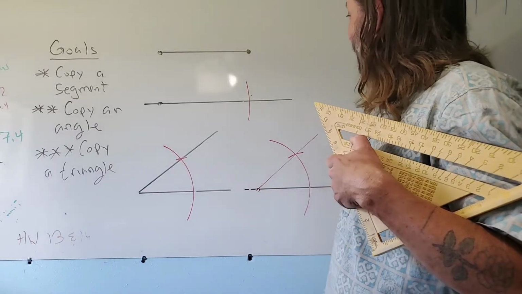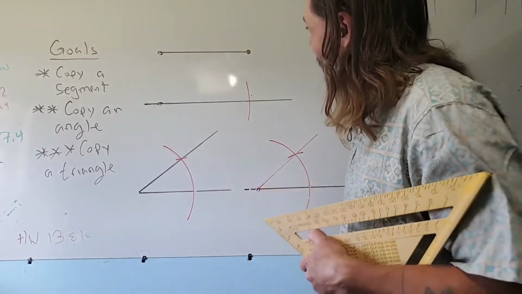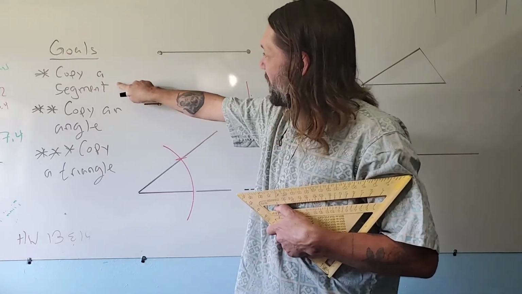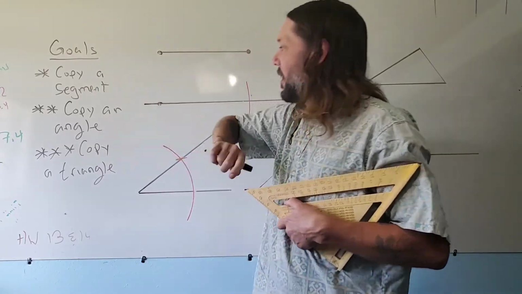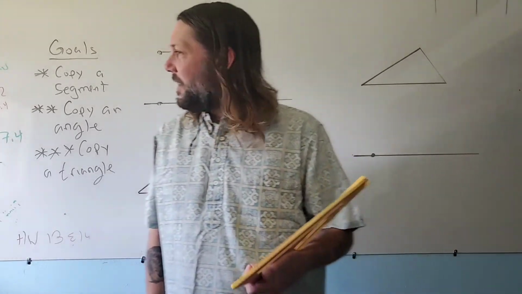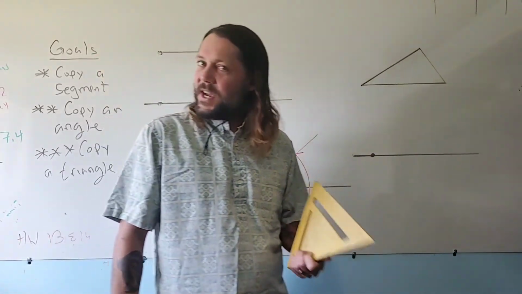I want to copy the triangle in a certain order. The very first thing I'm going to do is I'm going to copy an angle, then I'm going to copy a side or a segment, and then I'm going to copy another angle. Okay, so this building of an identical triangle, the pattern is called angle, side, angle.